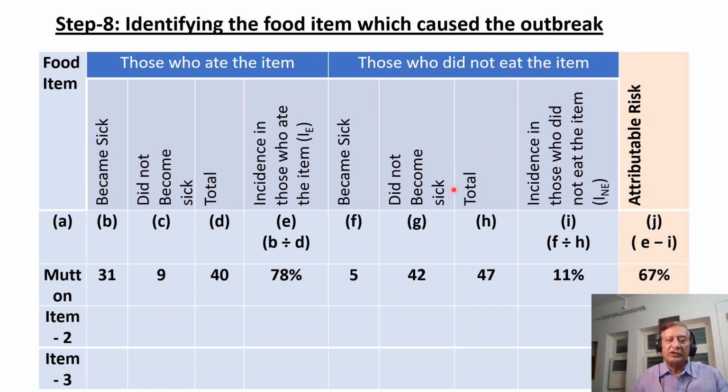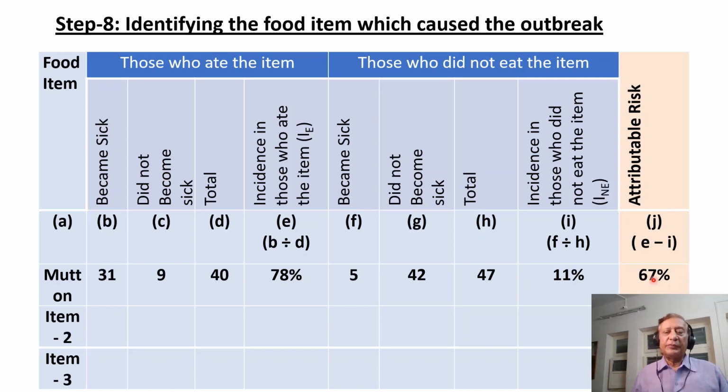Now, the second part is for those who did not eat the item. Once again, we find the total number of boys or subjects who did not eat this item, that is mutton curry. We got a history that 47 of them did not eat mutton curry. We will recapitulate how many total subjects there were: 87, out of which 40 gave a history of eating mutton curry and 47 said no, we did not eat mutton curry. Out of these 47, column F shows those who did not eat but became sick, and the remaining are in this column, which did not become sick. And finally, here also we calculate the incidence or the attack rate among those who did not eat the item, and this is calculated as F divided by H. For mutton curry it is those who became sick, that is 5, divided by the total number who did not eat mutton curry, that is 47, and it converts to 11%.